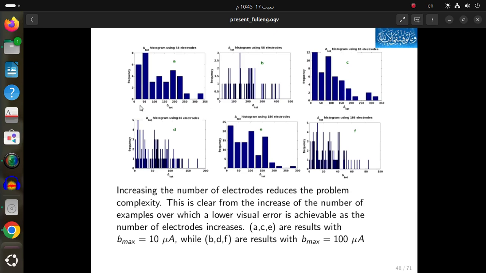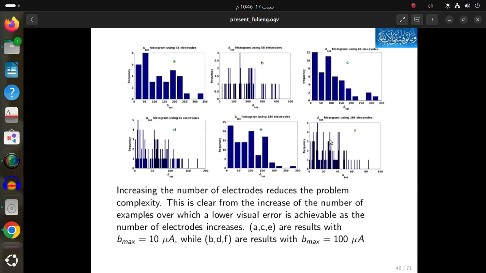We expect that as we increase the number of electrodes, the visual errors improve, and we see that they do. Also, as we increase the allowable maximum current, the visual error improves. We achieve lower visual errors in most examples. So with greater electrode number and higher allowable maximum current, we achieve better results.